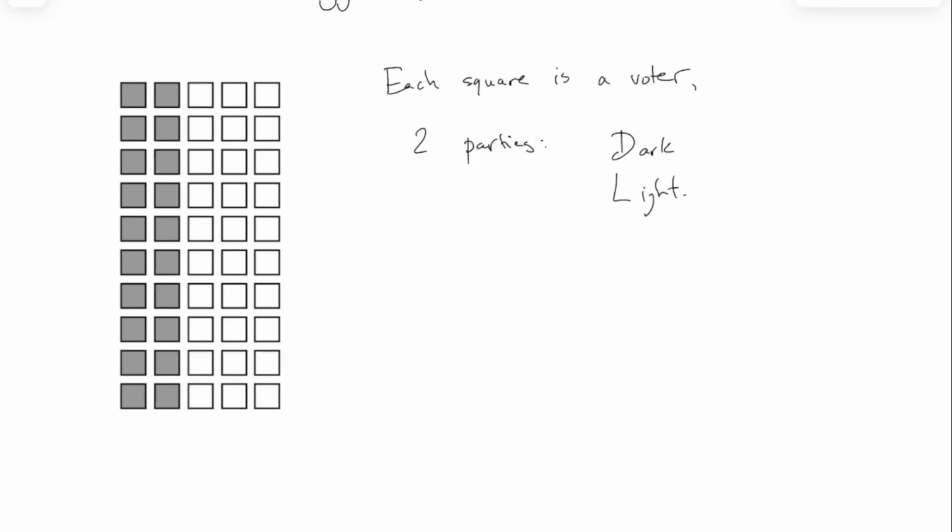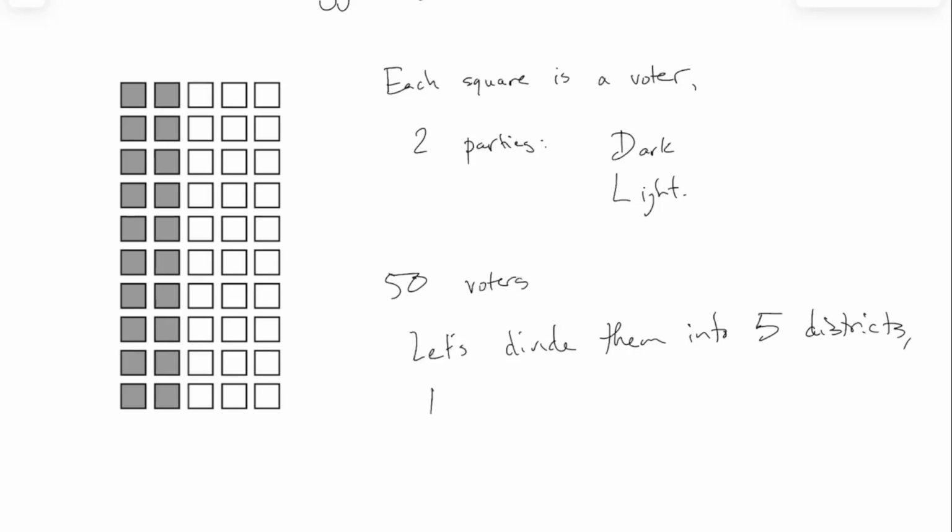The D's and the L's, I'll call them. These are the two political parties, and each of these squares represents one person who's in either one or the other party. And if you count them up here, I believe there are 50 squares. There's 5 across and 1, 2, 3, 4, 5, 6, 7, 8, 9. Yeah, there's 50 total squares. So 50 voters here. And let's divide them up into 5 districts with 10 voters each, because there's 50 of them.